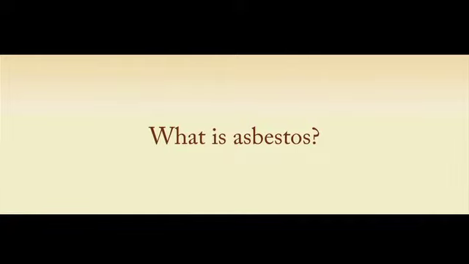What is asbestos? Asbestos is actually a mineral that you mine from ore deposits in the ground. There are 3 commercial types of asbestos fiber. Chrysotile, also known as white asbestos fiber, amosite, also known as brown fiber, and crocidolite, also known as blue asbestos fiber.